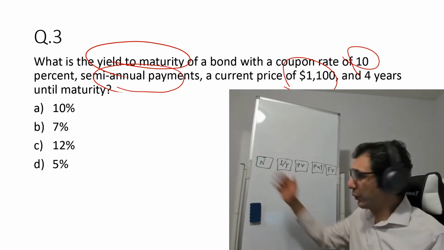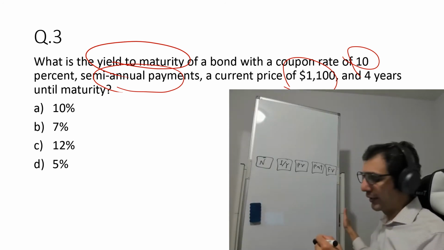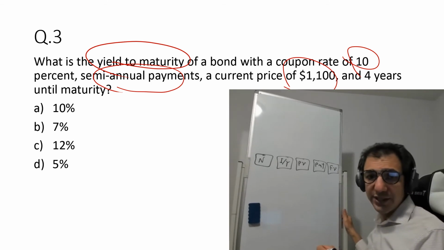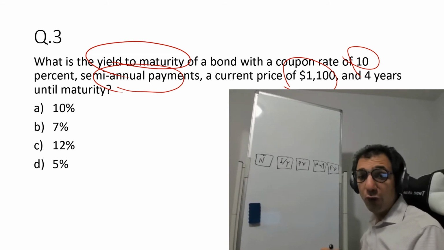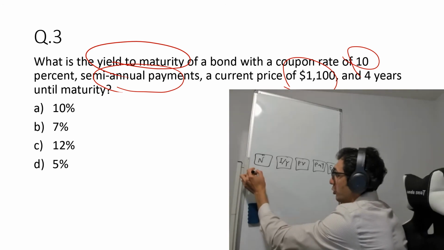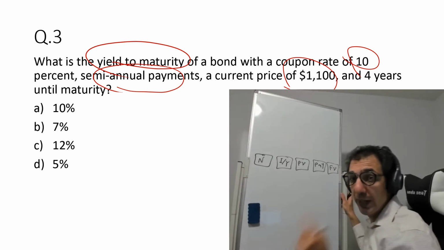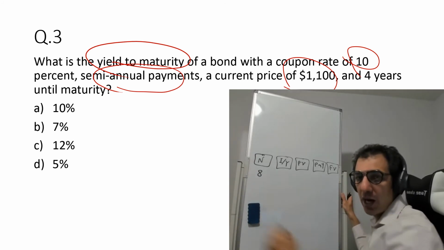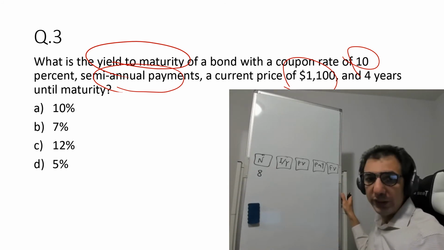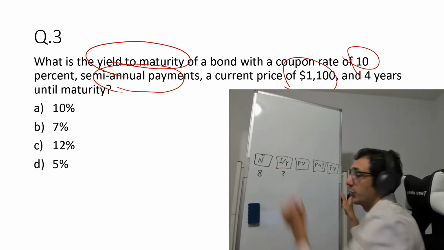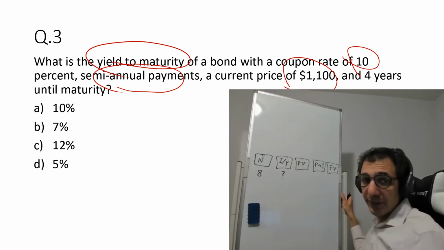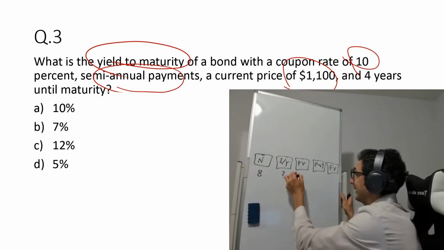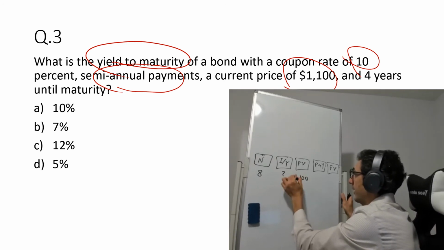We are using our financial calculator again. We are talking about N. Here it's saying you have 4 years until maturity. So you need to use 4 times 2. Again, the semi-annual, which means you have 8 semi-annual periods until maturity. What is your I, or discount rate? That's what we are looking for, YTM. What's the present value? How much you are paying for that? $1,100. Again, you are paying for that.